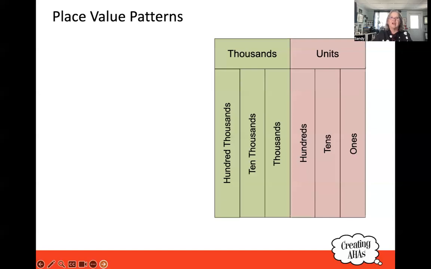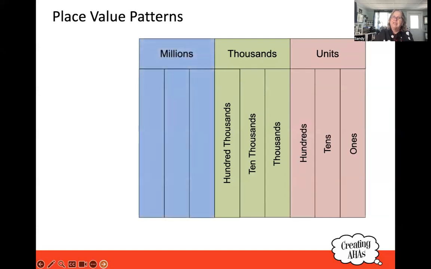They start to describe those patterns, okay? And I can introduce the places. So you have three places in each period. And then you see tens in the second place of that second period. You get the idea. So then I can ask your child, well, what would the next period be? And some will know it's millions, right?